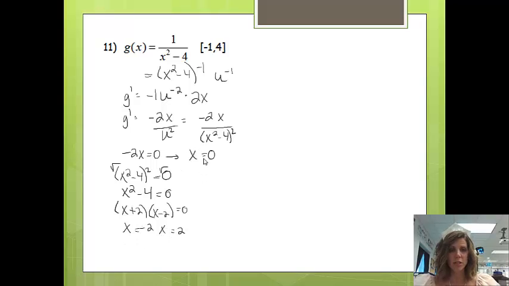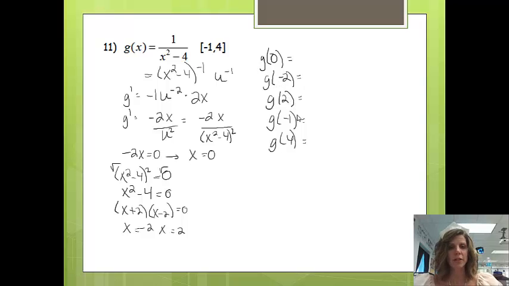Those are just x values, but to find an absolute minimum or absolute maximum, we need y values. So I'm going to be finding g of 0, g of -2, g of 2, and I'm also going to be testing the endpoints, because absolutes can happen there too. So we also need to find g of -1 and g of 4. From here, this just becomes a working out pain. So I'm going to show you how you can find those values on your calculator, and I will allow you to use your calculator to find these values.